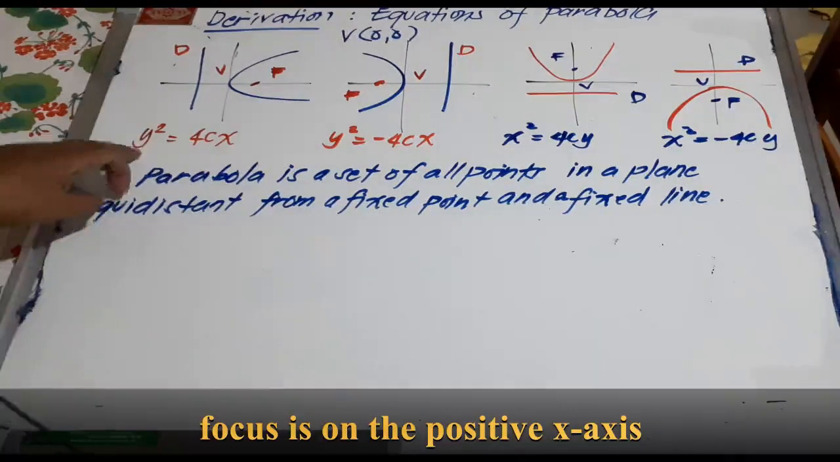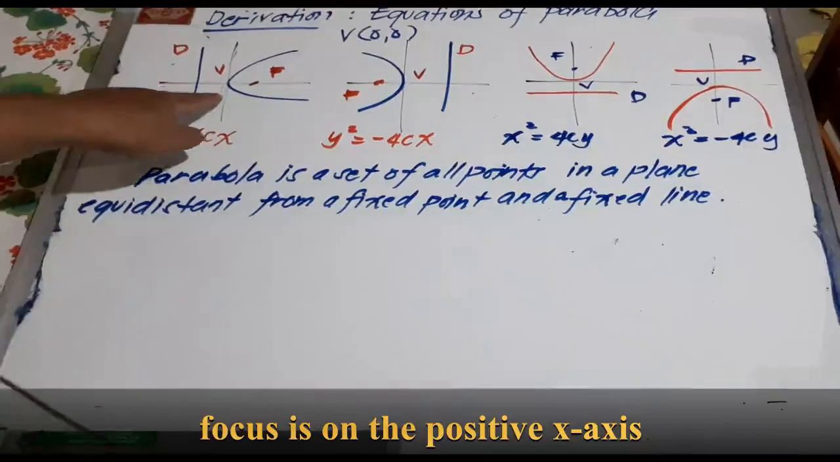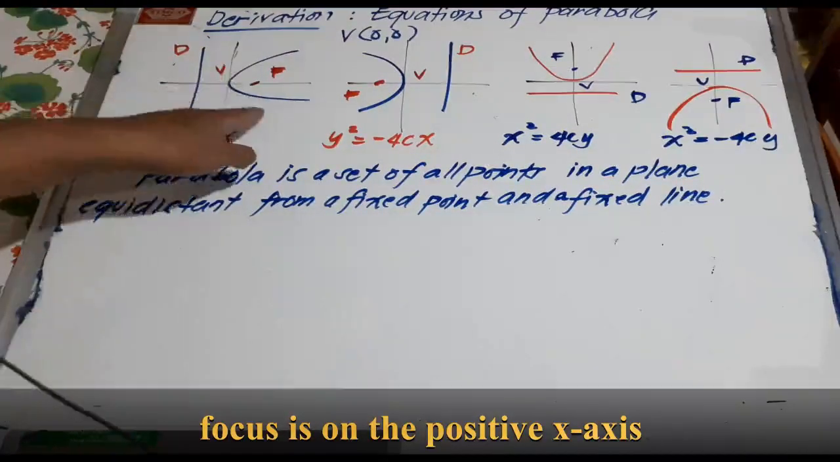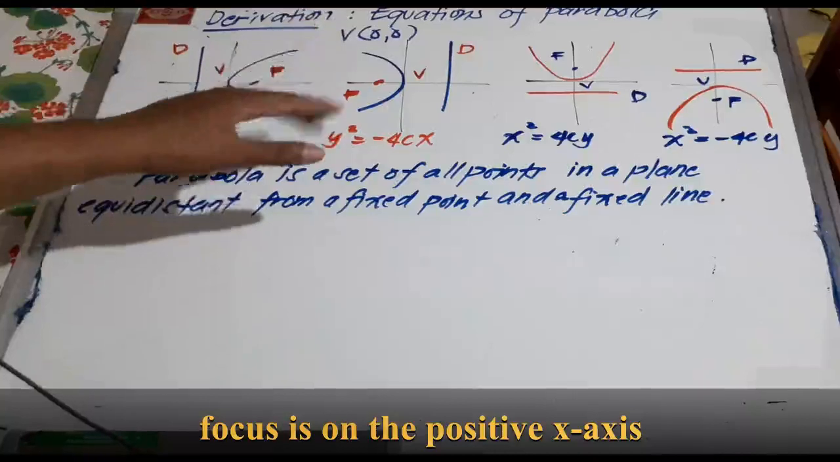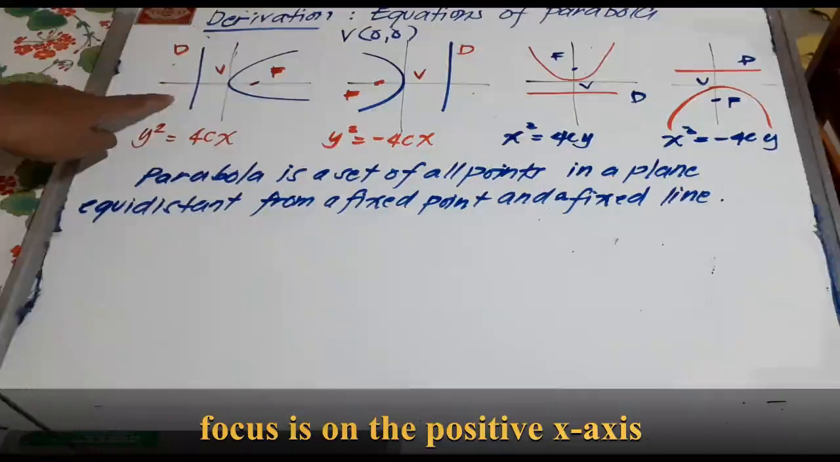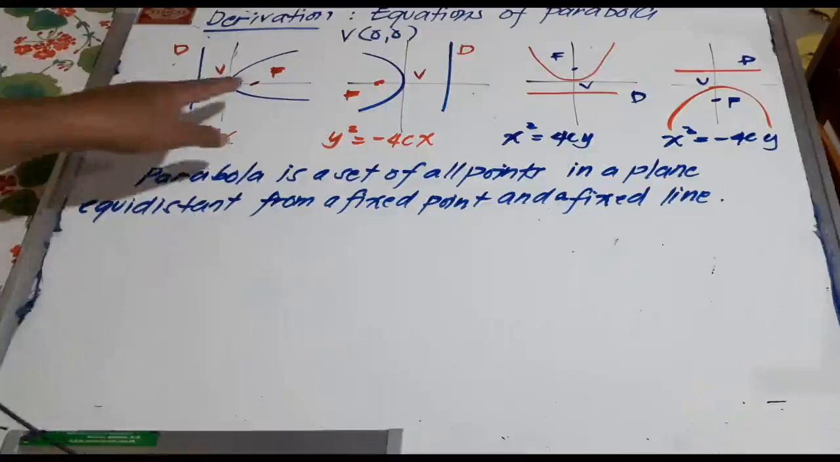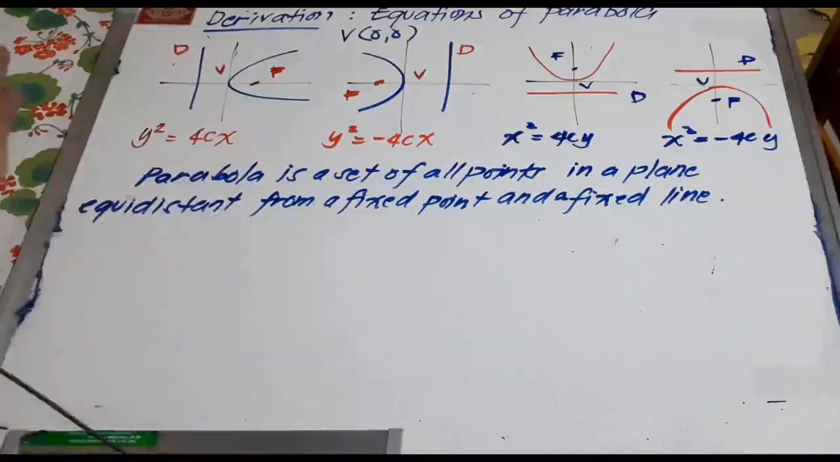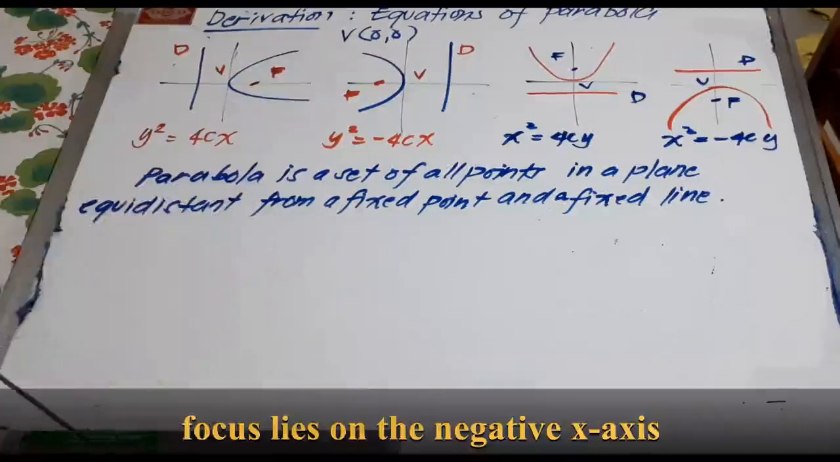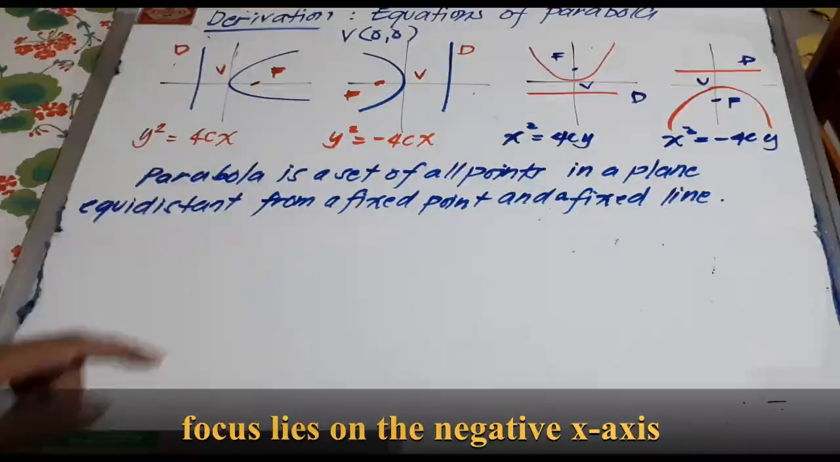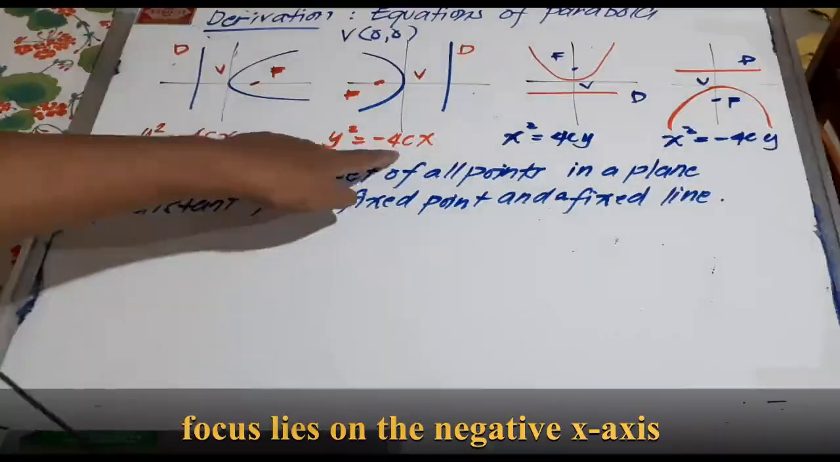The equivalent graph is this one. The vertex is at the origin. The focus is along the x-axis, on the positive x-axis, the directrix is located on the left side of the y-axis. Okay? And the curve opens to the right. The other equation of parabola is y squared equals negative 4cx.